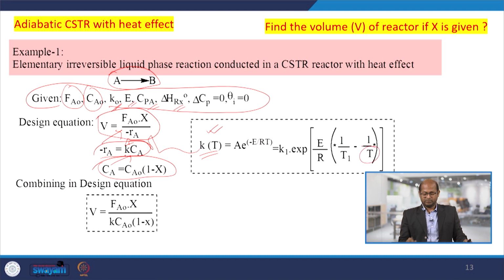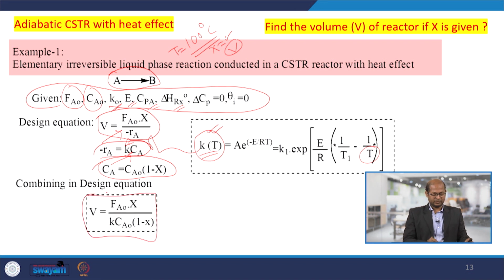So, this is the temperature, meaning the reactor temperature, let us say 100 degrees centigrade, T equals 100. At that particular temperature we know the reaction rate constant. Then we can put it here, and at a particular temperature, if the conversion is given, then we can find out the volume. So, here this is the design equation, let us go one by one.